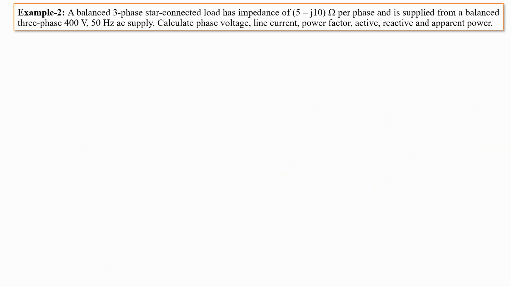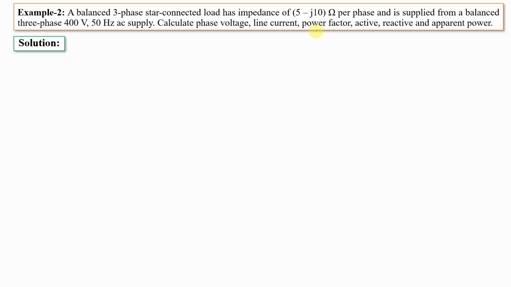The next question is: a balanced three-phase star-connected load has an impedance of 5 minus J10 ohms per phase and is supplied from a balanced three-phase 400 volt, 50 Hz supply. Calculate the phase voltage, line current, power factor, active, reactive and apparent power. So let's see the solution.